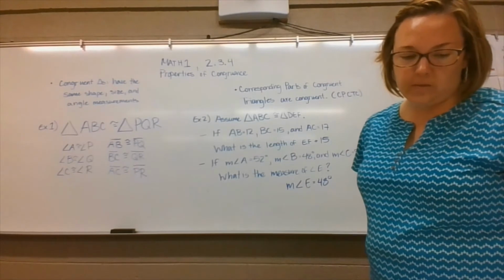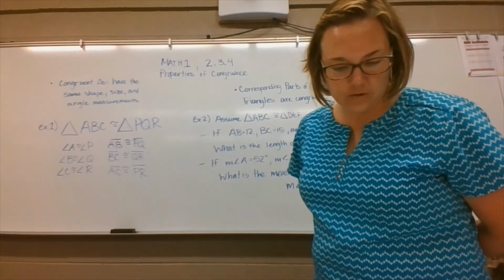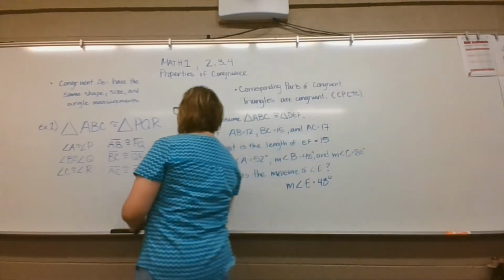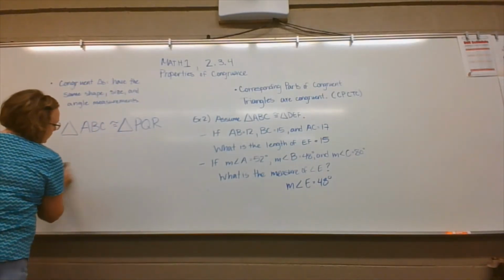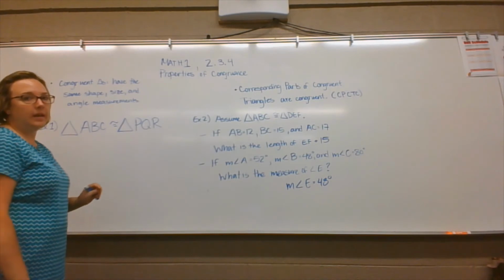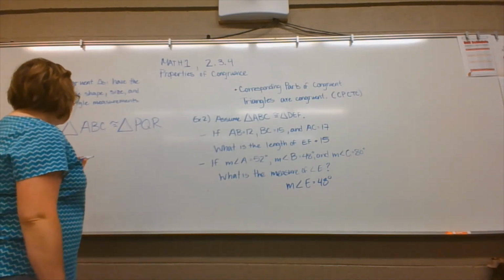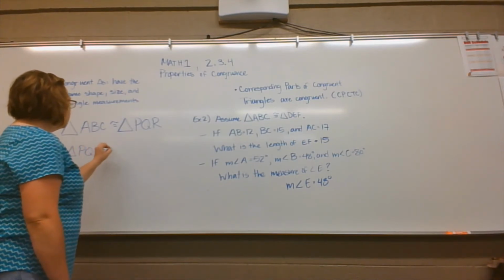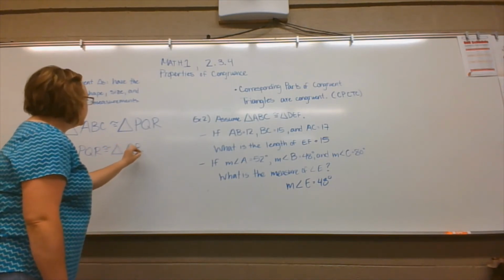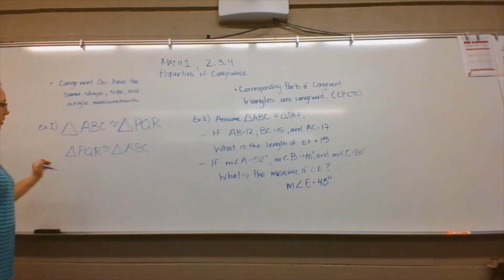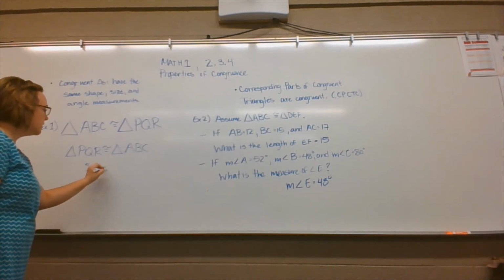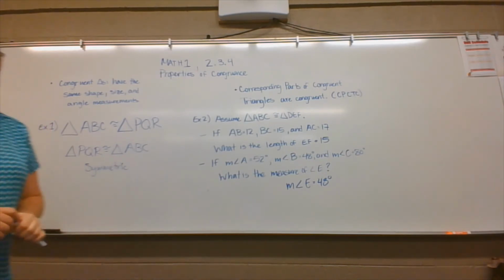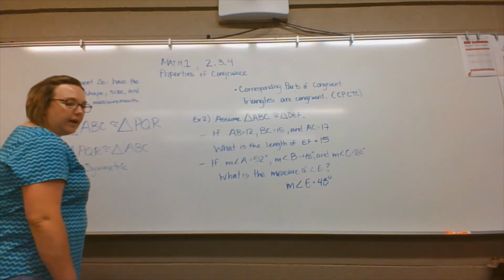Okay, and then I want to tell you about a couple properties, the symmetric, reflexive, and transitive property. Okay, so the symmetric property, let's take this one right here. I'm going to erase these corresponding parts. If we have triangle ABC is congruent to triangle PQR, then we can say that triangle PQR is congruent to triangle ABC. Okay, so that is true because of the symmetric property.